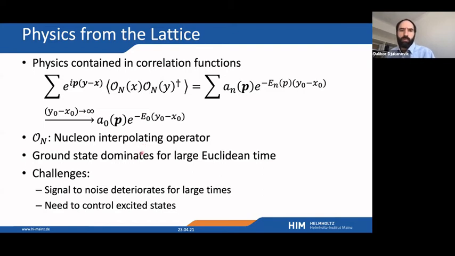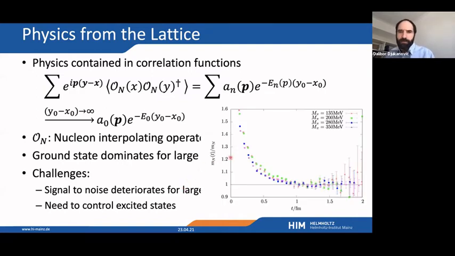The real problem with nucleon observables is, unfortunately, they are pretty nasty in the sense that you cannot wait too long because there is this problem of signal to noise deterioration in the nucleon observables. So for large times, unfortunately, the noise grows for nucleons. And this is why we need to control the excited states in all nucleon observables, or we have to make a huge effort to really control the excited states.